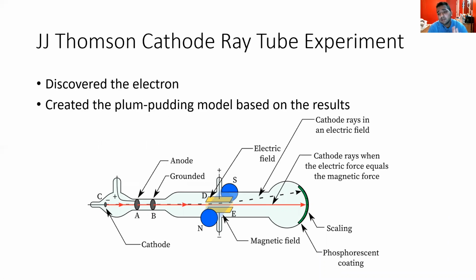Cathode ray tube experiment. Actually, not a lot to know here. This is what they created the plum pudding model based off of, and it's how they discovered the electron. Essentially, they fired a particle through this cathode, which is positive, went through a magnetic and electric field. It was expected to go this red way. Reality, it went this way. Figured out there was something negative in the atom.